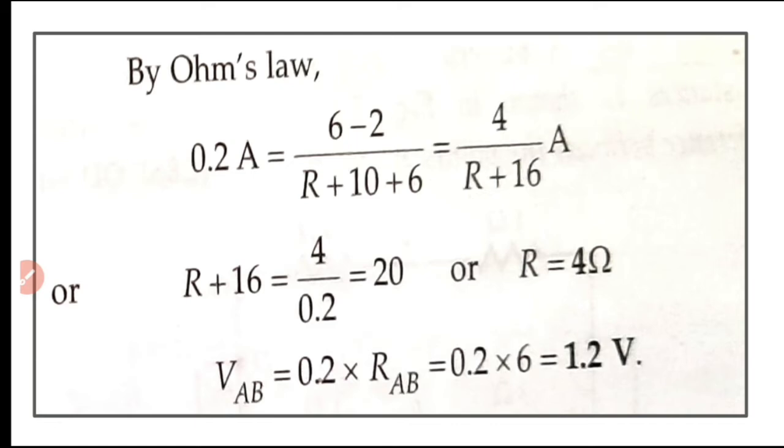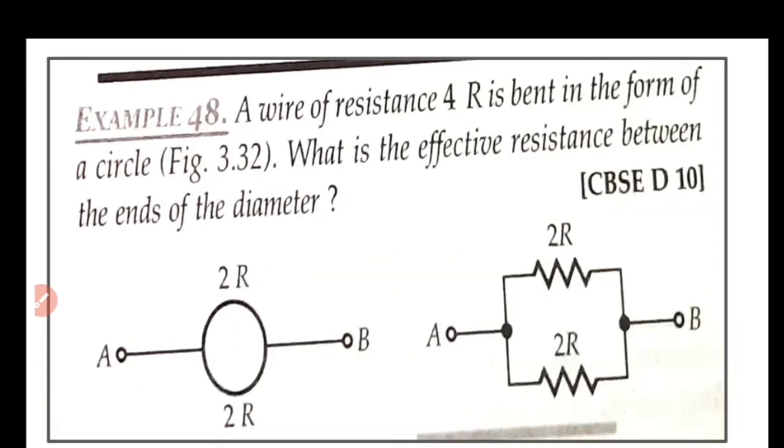Now if you know resistance 4 ohm, what will be the potential difference between A and B? The potential difference between A and B will be the effective resistance of AB into 0.2. Current is 0.2. So effective resistance between A and B is 6 ohm. 6 into 0.2, that is 1.2 volt.